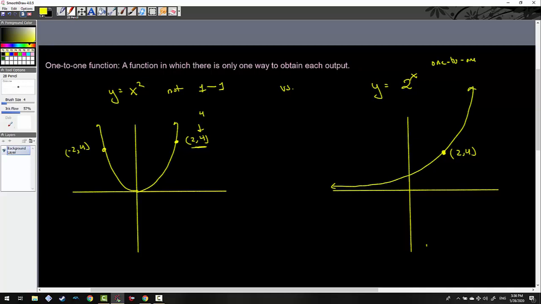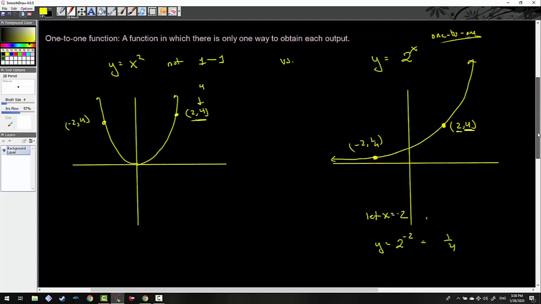But in the case of y equals 2 to the x, is there another way I could have gotten out 4? Well, what happens if I let x equal -2? Well, y equals 2 to the -2. That's 1/4. So that's like down here. This is (-2, 1/4). So based on this graph, I feel like there's only one way I can get that 4, and that's if I plug in 2. That's why it's known as 1-to-1. One input, one output, and there's only one way to get each output.